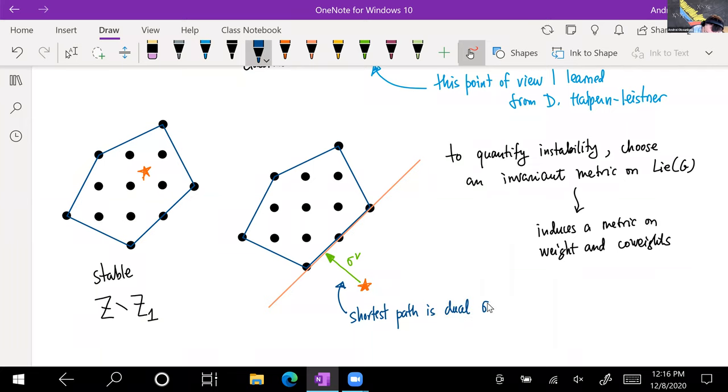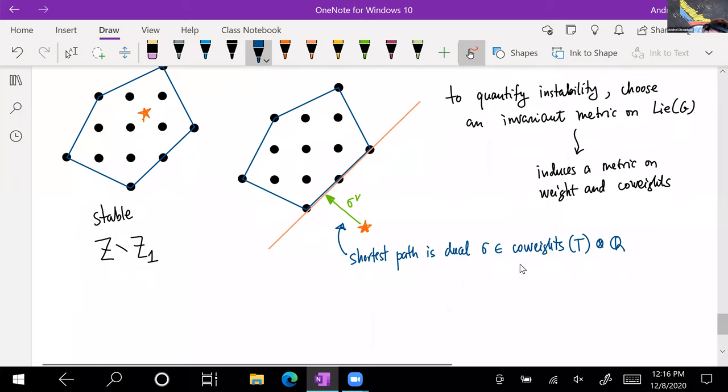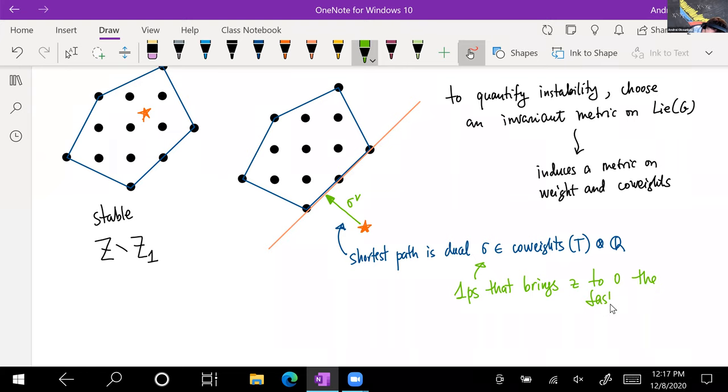It is dual to sigma, which is a one parameter subgroup. So it's going to be a sigma in co-weights of the torus, maybe rational, since this is a rational polytope. This is a one parameter subgroup that brings my point Z to zero the fastest. That makes sense.